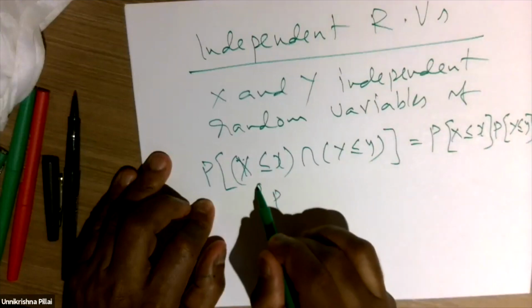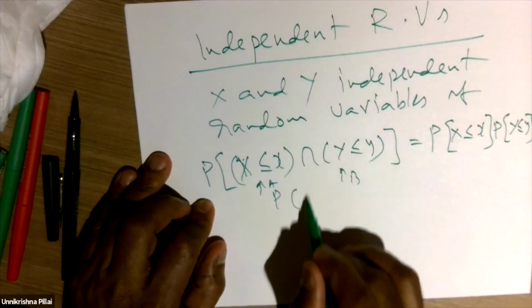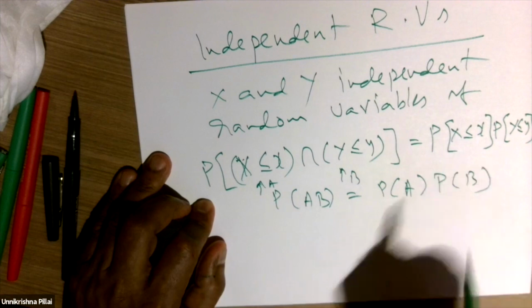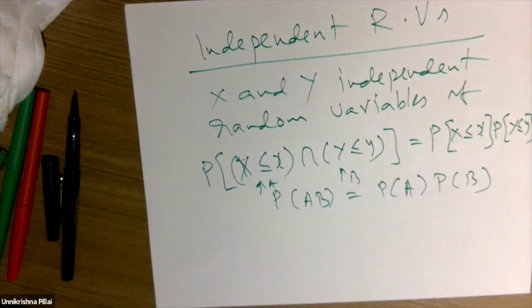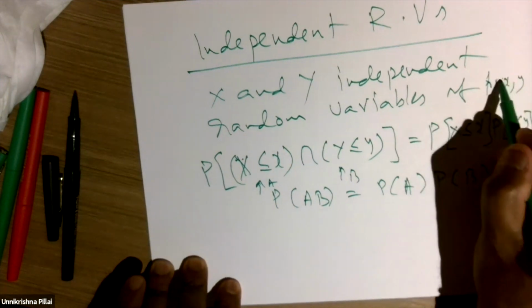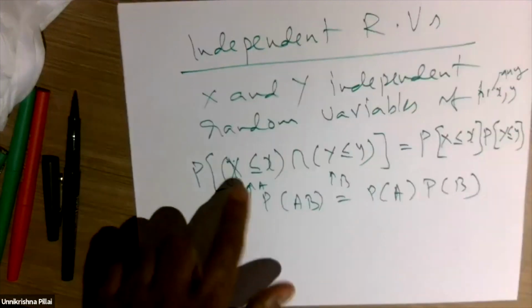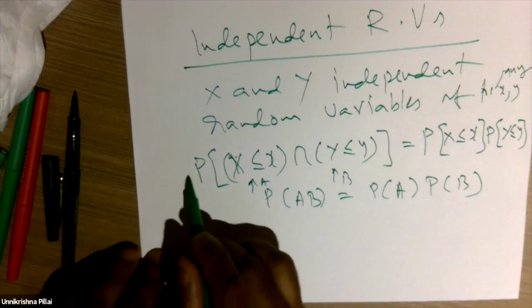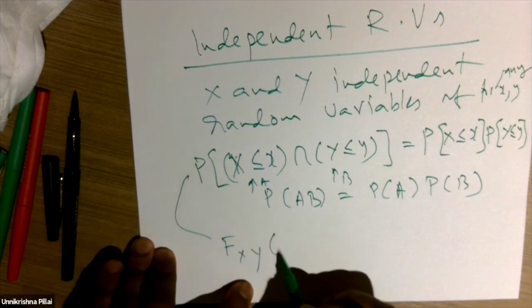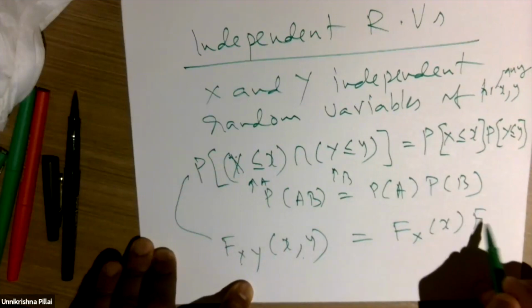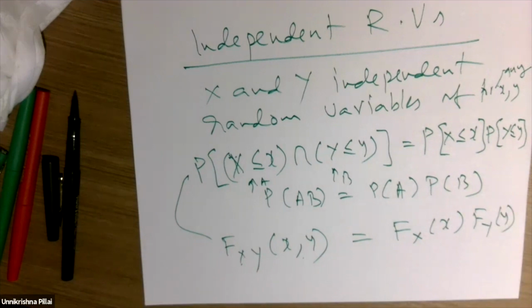If I call this A and this B, we just use the definition of independence we studied in the first lecture. We said two random variables are independent if, for any x and any y, the probability of X less than x and Y less than y is the same as the probability of X less than x times the probability of Y less than y. The left side is the joint distribution function. This side is F_X(x) multiplied by F_Y(y). So we define the independence using the independence of events, which we learned in lecture one.